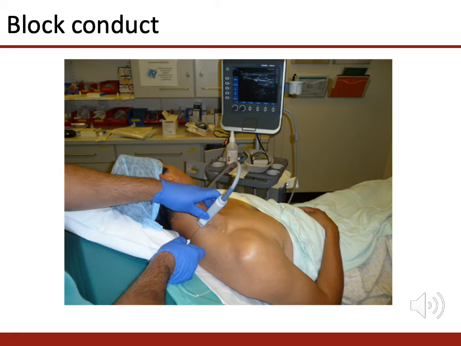So here we can see the position for the interscalene nerve block. We have the patient supine, semi-recumbent, head turned away from the side to be blocked, with the pillow underneath the head off to one side to allow access behind the shoulder. We have the ultrasound machine located on the opposite side of the patient.